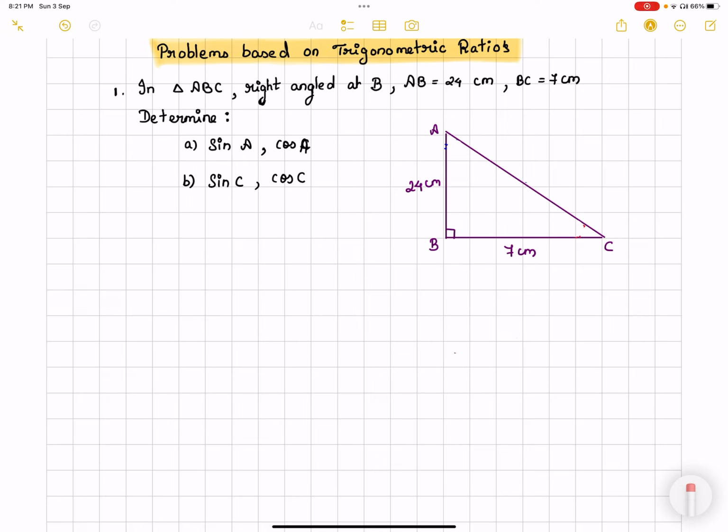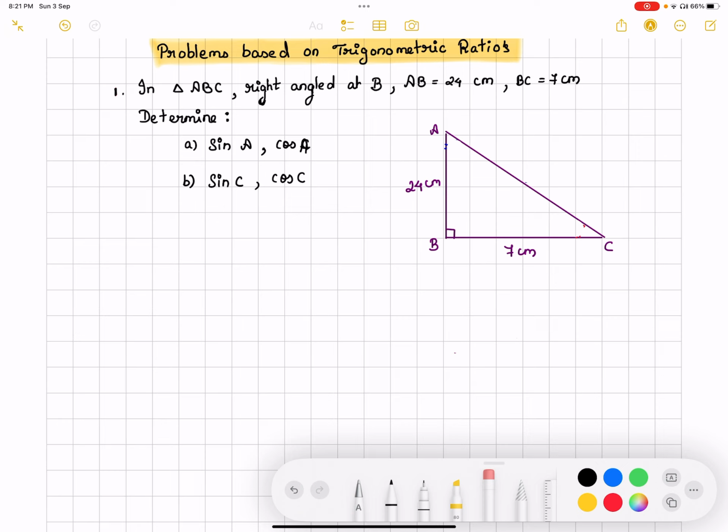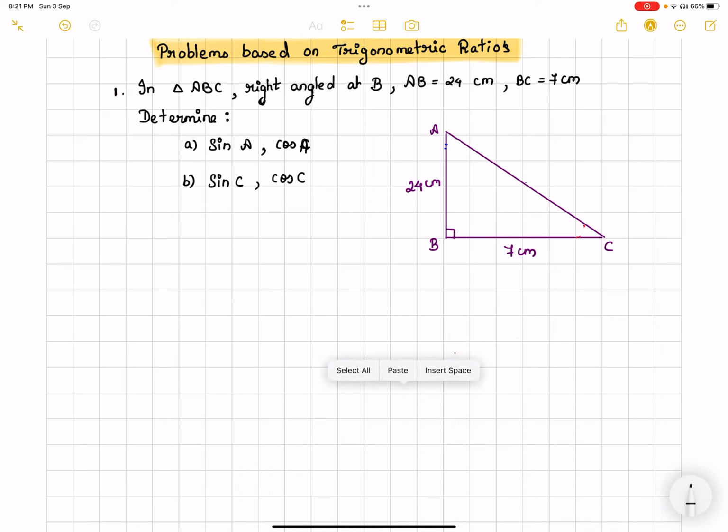In triangle ABC right angled at B, AB is given to be 24 centimeter and BC is given to be 7 centimeter. In every problem, whether the diagram is given or not, we need to draw the diagram in order to do the problem perfectly. The diagram has already been drawn here, just to avoid the time consumption. So now we need to determine sine A, cos A and then sine C, cos C.